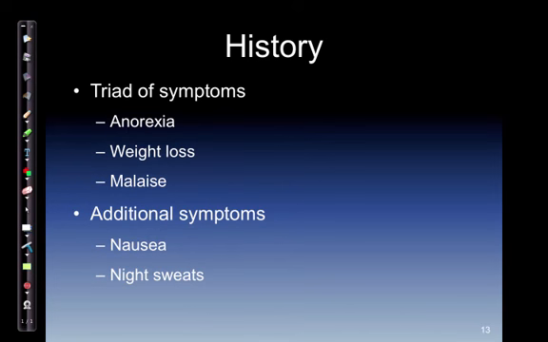History, triad of symptoms. Things like anorexia, weight loss, malaise. Anorexia is a generic term, an eating disorder characterized by a lack of desire to eat. Not like whenever most people think of anorexia, they think of anorexia nervosa, but anorexia means nothing more than a lack of desire to eat. Malaise, generalized discomfort associated with being unwell. Additional symptoms may also be nausea and night sweats in their history.